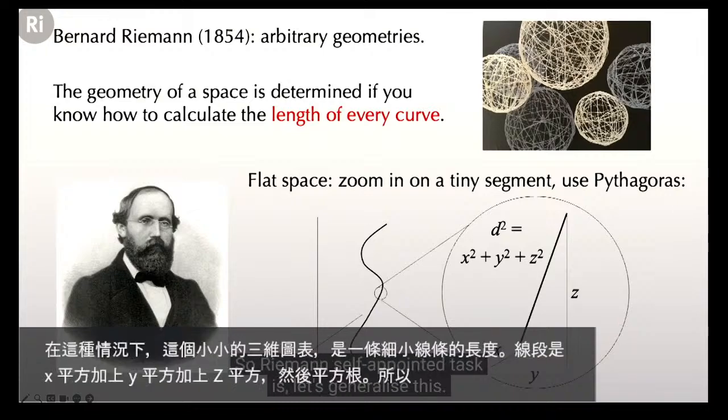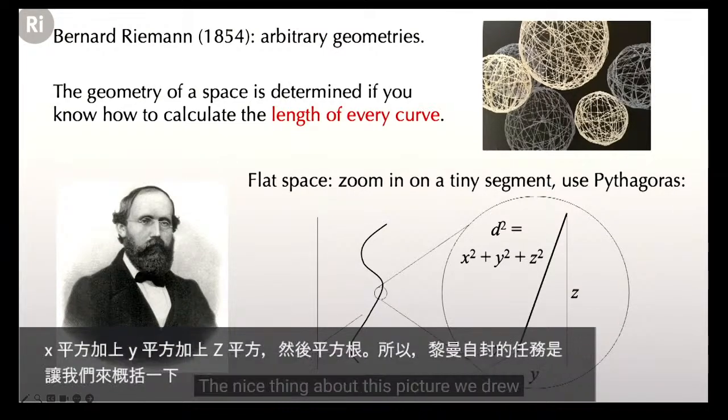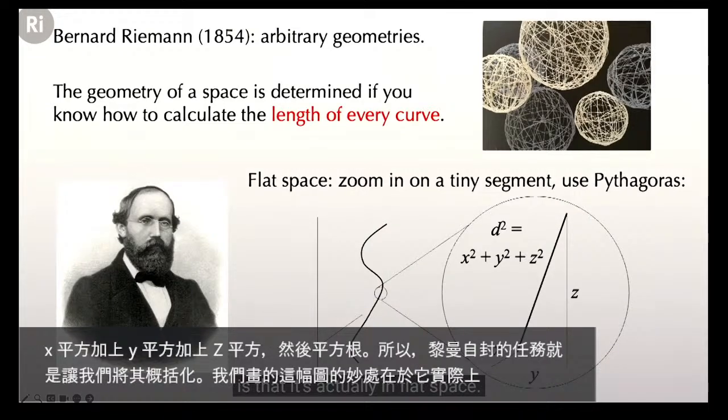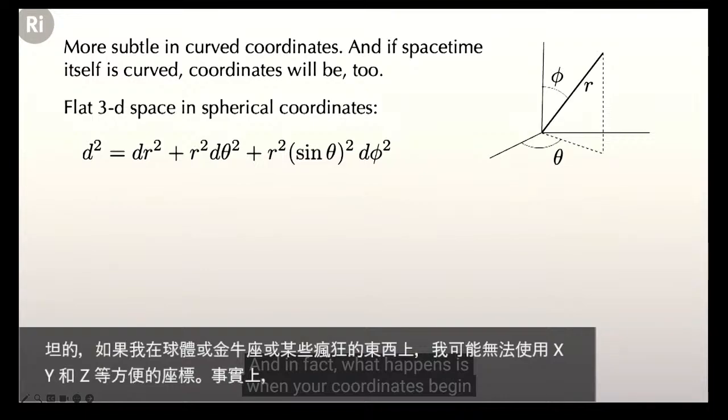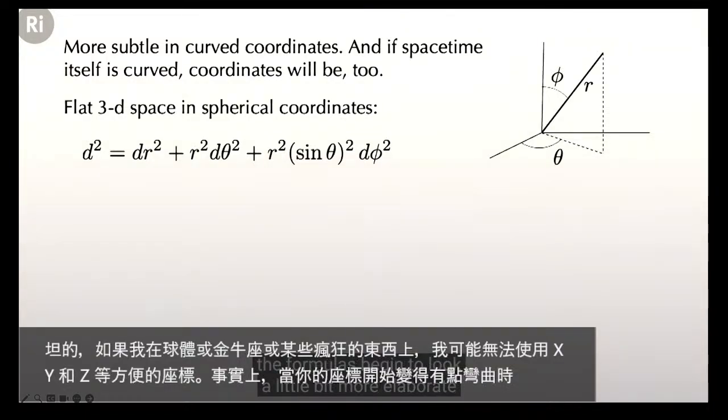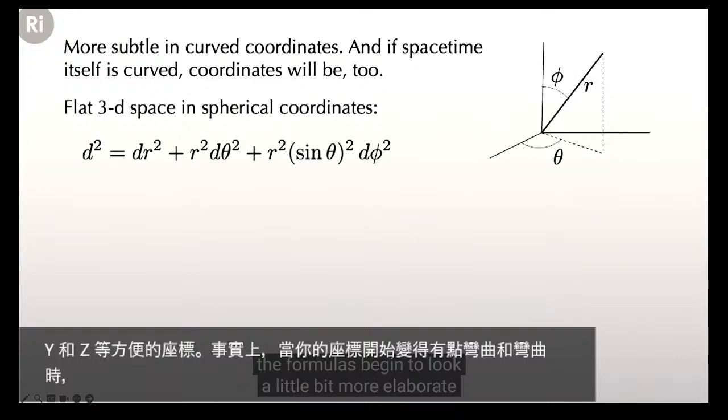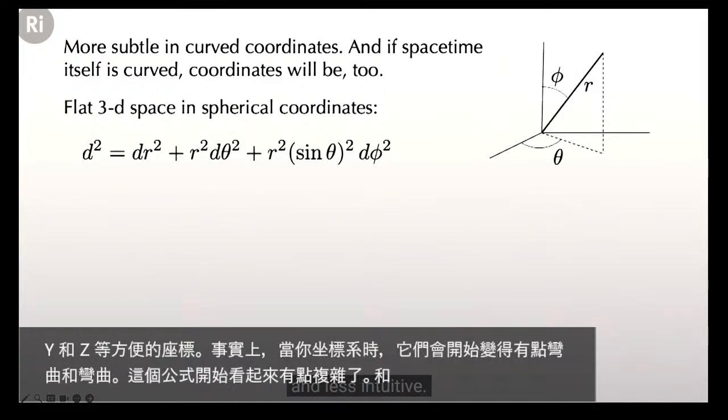So Riemann's self-appointed task is, let's generalize this. The nice thing about this picture we drew is that it's actually in flat space. So I've drawn coordinates x, y, z. If the space is not flat, if I'm on a sphere or a torus or something crazy, I might not be able to use such convenient coordinates as x, y, and z. And in fact, when your coordinates begin to get a little bendy and curved themselves, the formulas begin to look a little bit more elaborate and less intuitive.